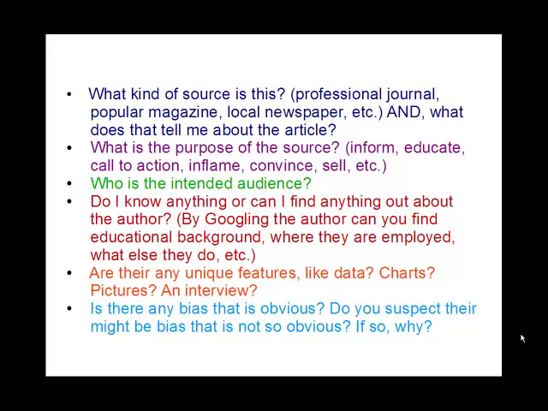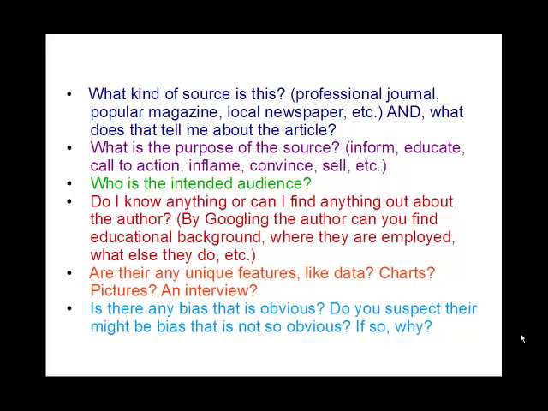The next thing is to consider whether or not there are any unique features. Does the article include data, charts? Are there pictures? Does it include an interview? There might be any number of things there. So if there's something interesting, different than text that you encounter, you should mention that in your annotation. And then the last thing that's really important is whether or not there's any bias that's obvious or not so obvious. And if so, where and why you see that bias.